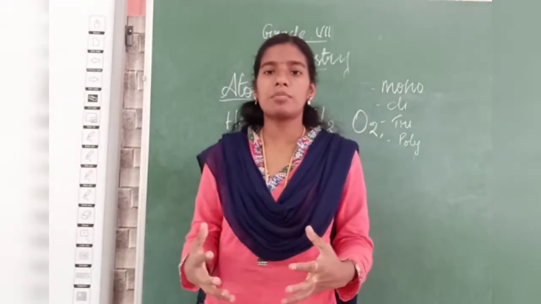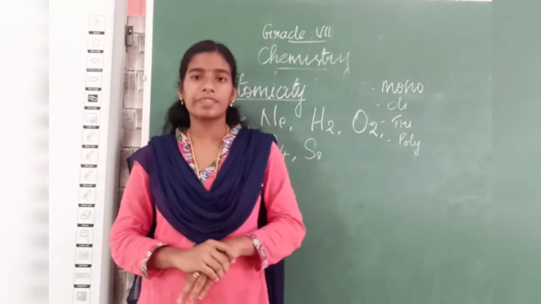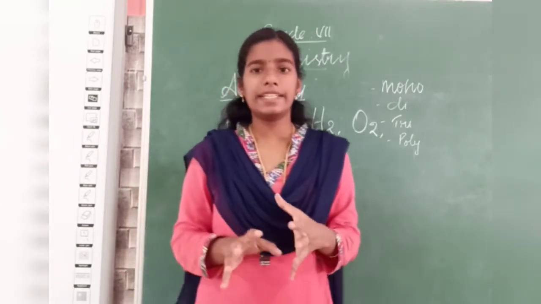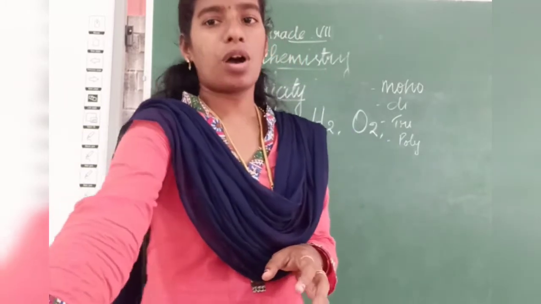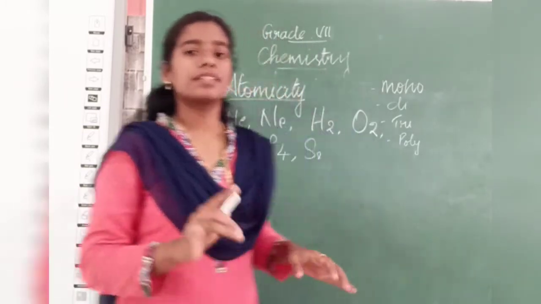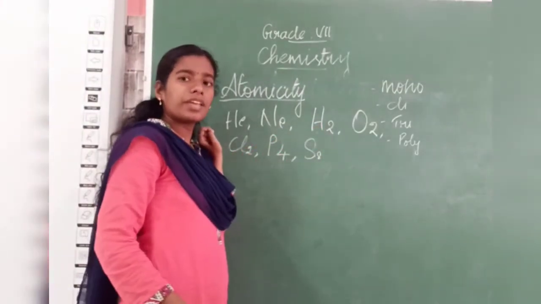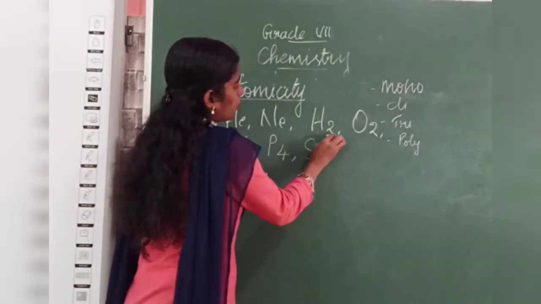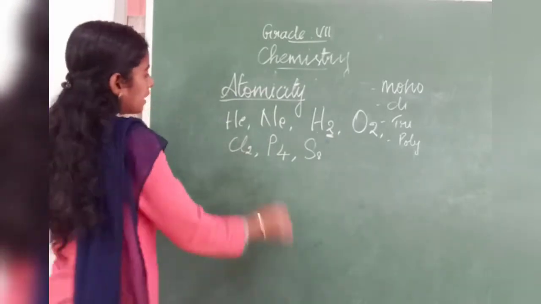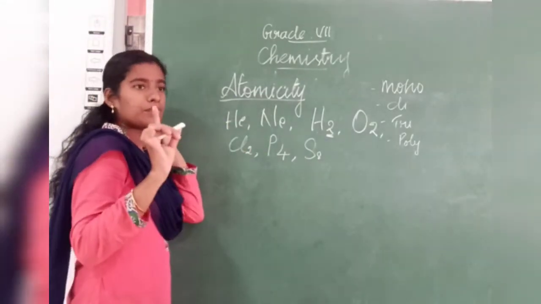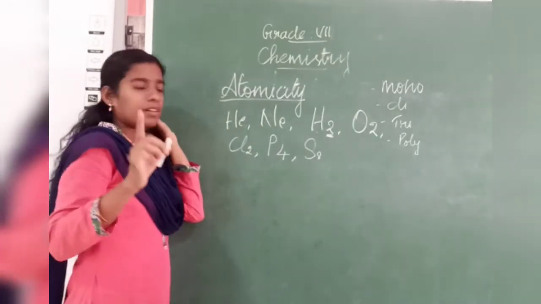Next we are going to learn about atomicity. What is atomicity? Atomicity indicates the number of atoms present in the molecule. For example, consider this hydrogen. How many atoms are there? 2. So the atomicity of hydrogen is 2. Helium, only 1. So the atomicity of helium is 1.